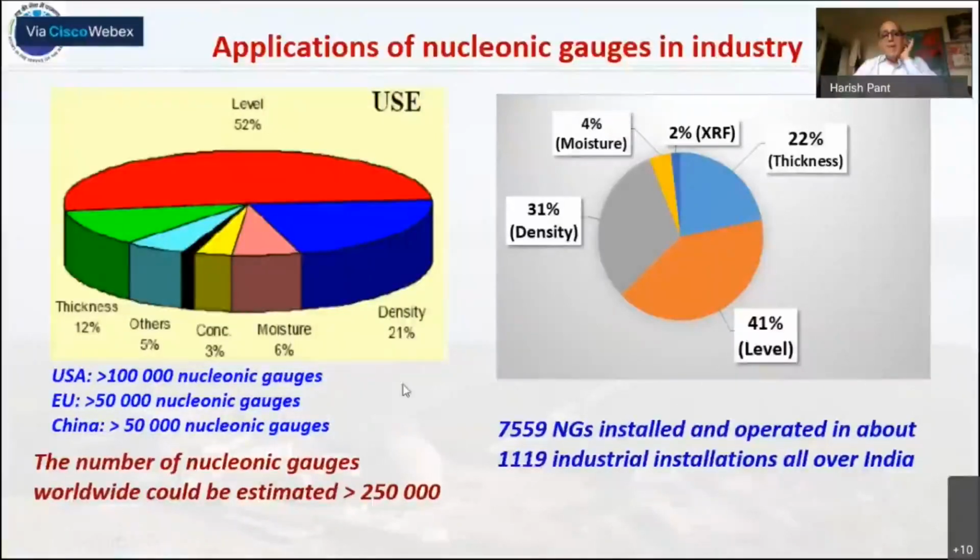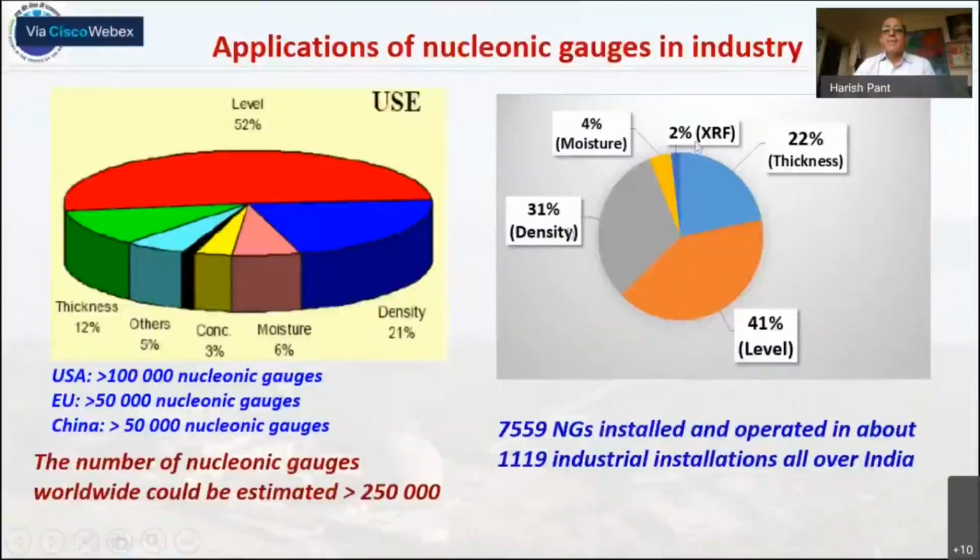And in India, we have around 7,559. This is very latest, just 1 month old information obtained from the Atomic Energy Regulatory Board. The total nucleonic gauges used in industry are 7,559, and they are used in 1,119 different industrial installations all over India.